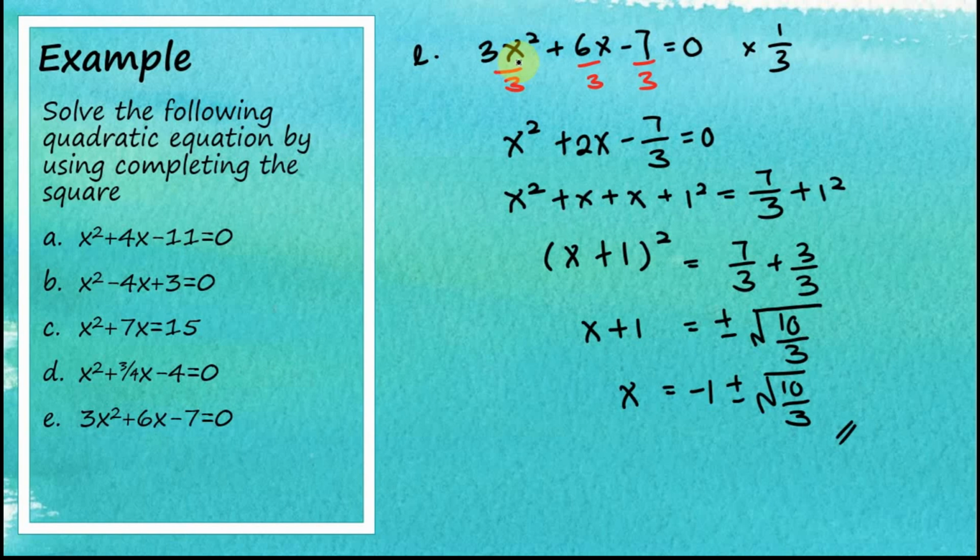Okay, so this is how we solve the questions where the coefficient of x squared is not equal to 1. Okay, we multiply the equation by 1/3, because this is 3, so we multiply by 1/3. If this is 4, then we multiply it by 1/4 and so on. And then we can change the coefficient to 1 for the x squared term.